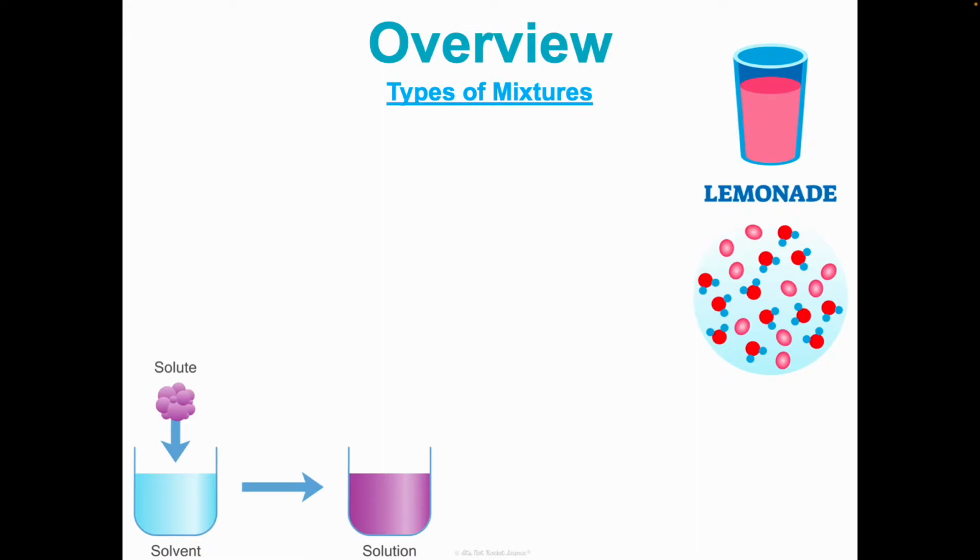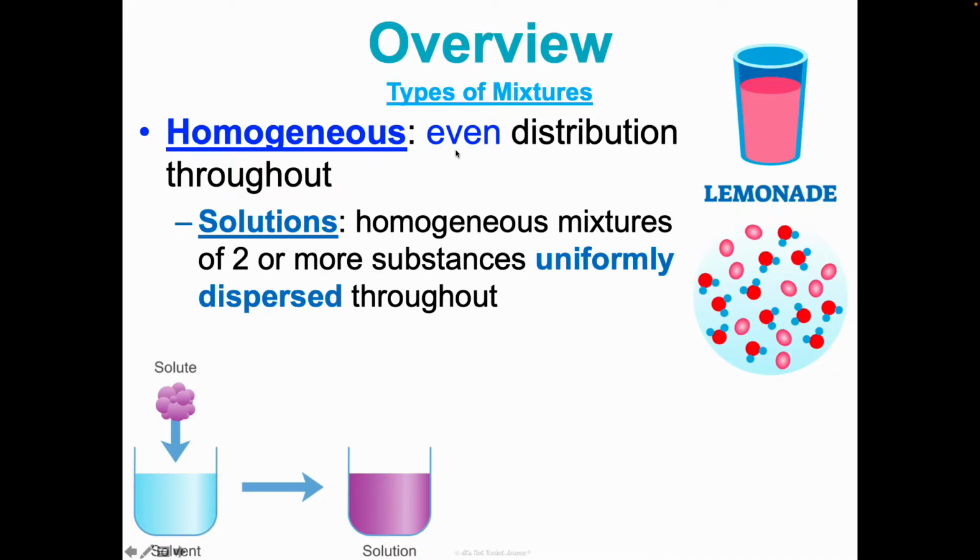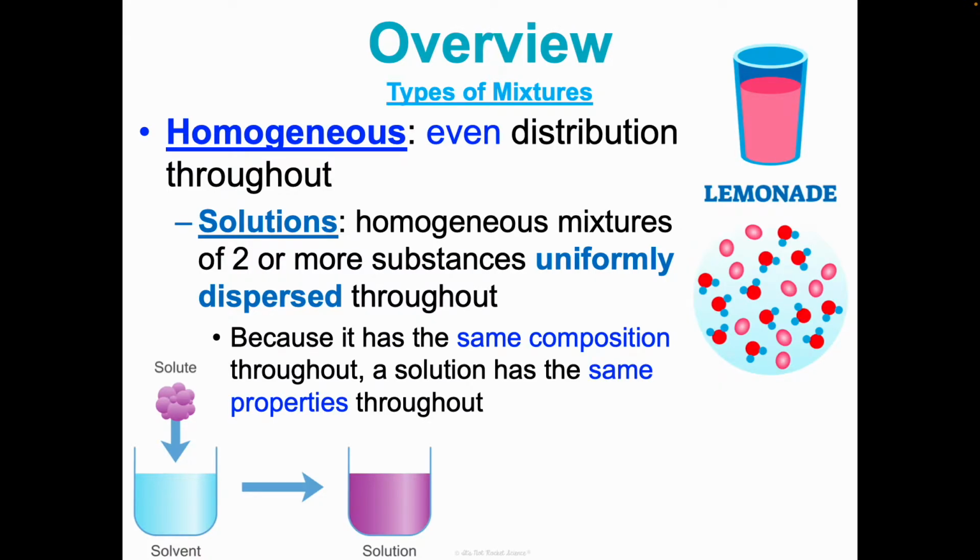Okay, now we've talked about heterogeneous mixtures. Now let's talk about the star of this unit, which is those homogeneous mixtures. Homo, that prefix means same. They have the same composition throughout. They have an even distribution throughout. A solution is just another term for a homogeneous mixture of two or more substances with that uniform dispersion. They're uniformly dispersed throughout. And because it has that same composition throughout, a solution has the same properties throughout, which is very important.